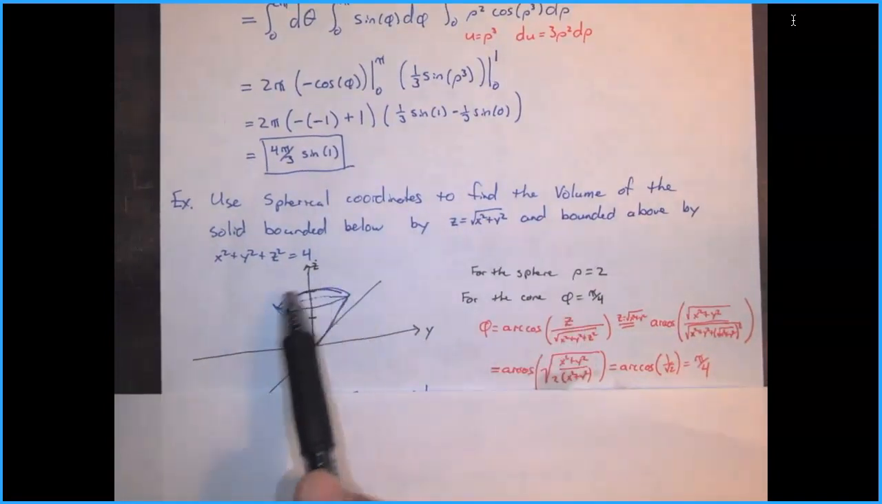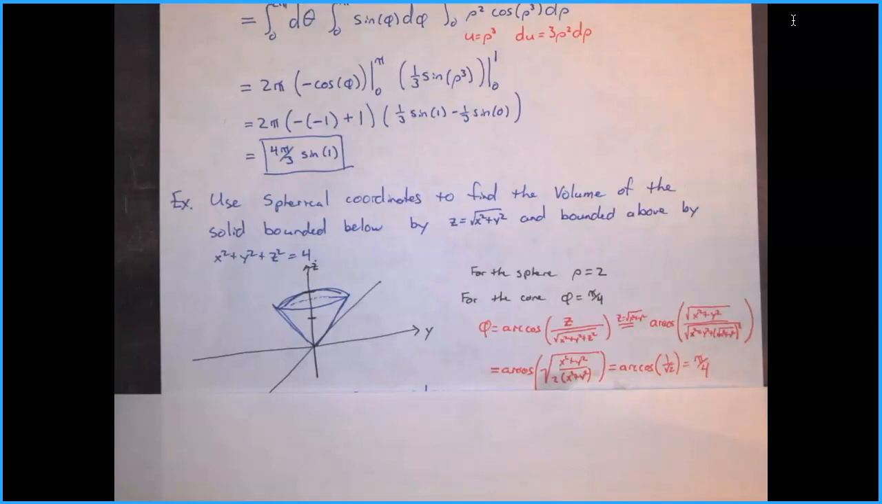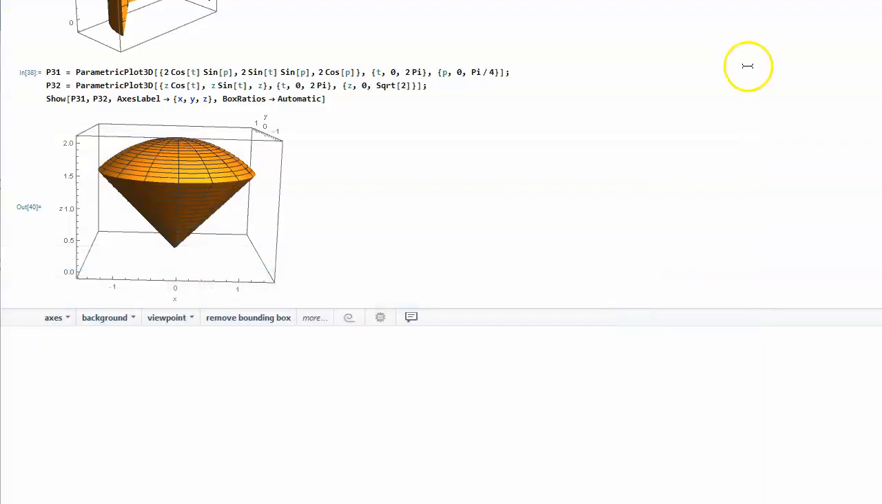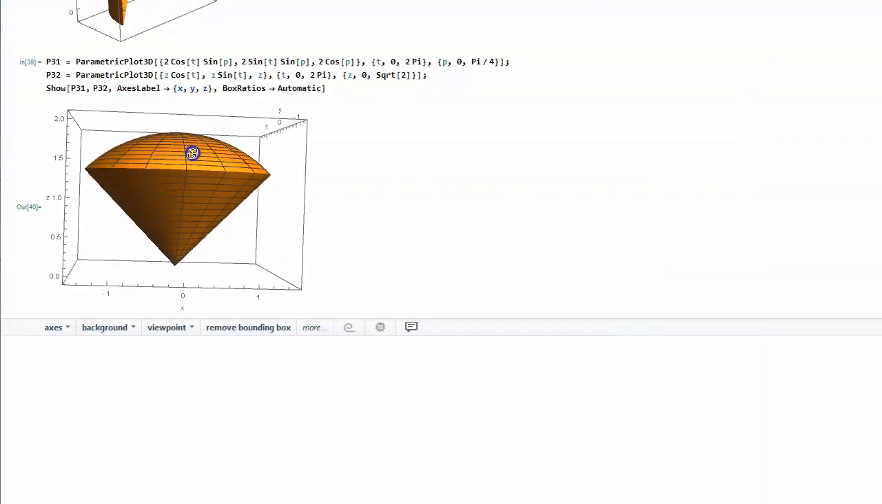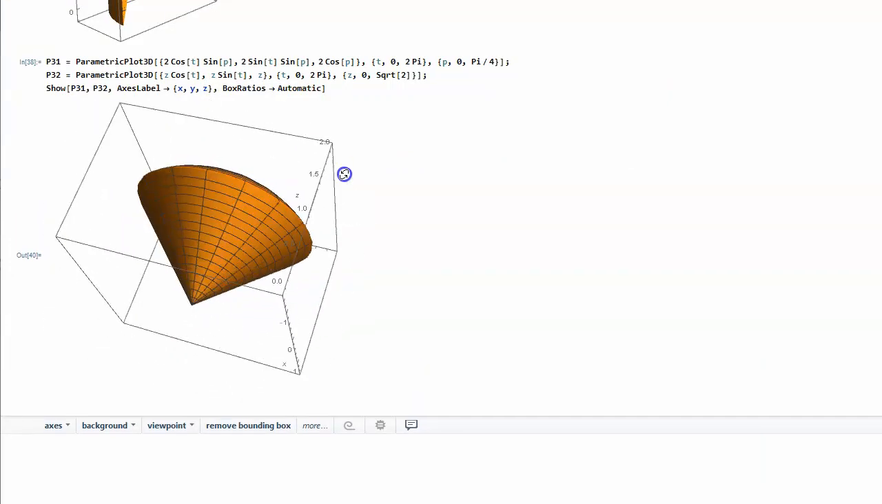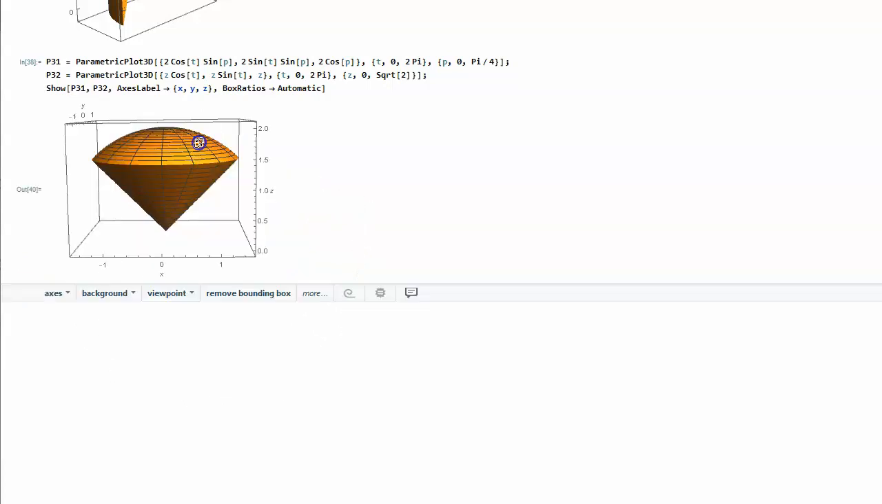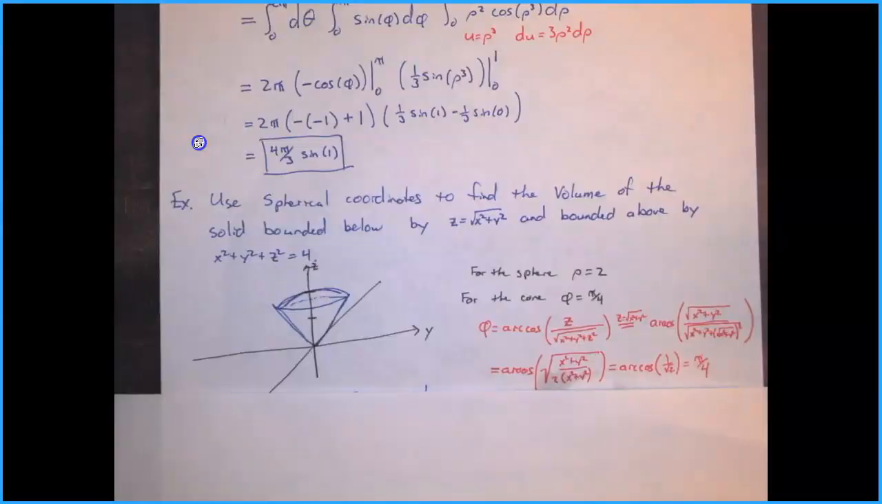This is in general what the object's going to look like. It's bounded below by a cone, bounded above by a sphere. I also have this in Mathematica. We'll take a look at it real quick. Here it is, bounded below by a cone, bounded above by a sphere. And we need to come up with the bounds of integration for this object ourselves. In order to do that, I'm going to take a look at the equations for each of these objects. So let's go back to the notes.